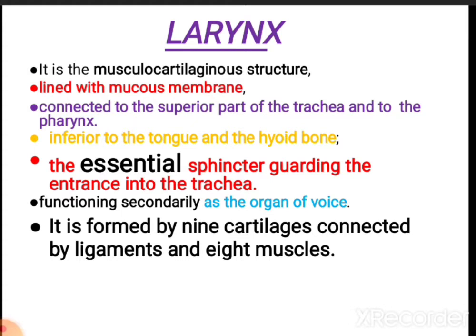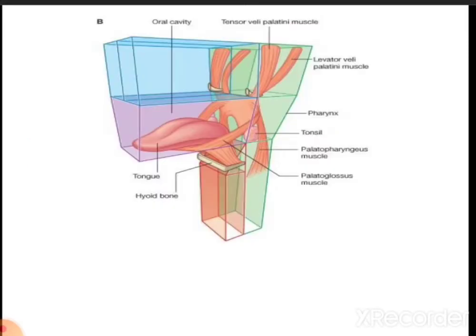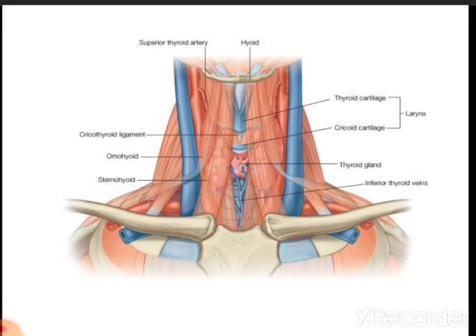It is connected to the superior part of the trachea and to the pharynx, inferior to the hyoid bone. It is an essential sphincter guarding the entrance into the trachea, functioning secondarily as the organ of voice. It is formed by the 9 cartilages connected by ligaments and 8 muscles. So this is the oropharyngeal structure. These are the suprahyoid muscles and the infrahyoid muscles which are covering the larynx.